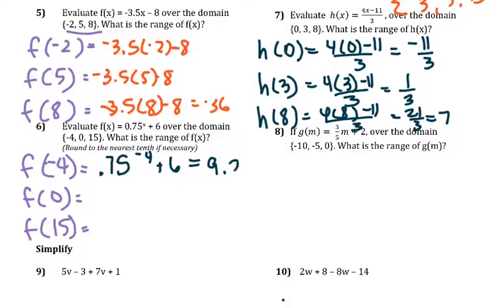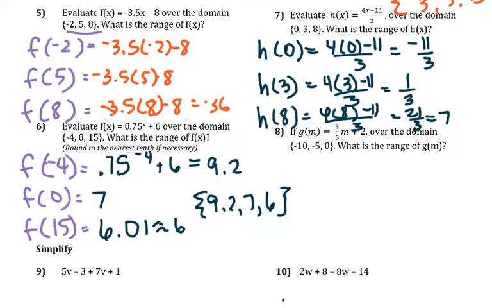I feel like it's easier if you remember that the -4 is your input and the 9.2 is your output. So you put in -4, you get out 9.2. That kind of helps organize your thinking, I think. F of 0, 0.75 to the 0 power is 1, and 1 plus 6 is 7. And F of 15, that's going to come out to be 6.01. And it says round to the nearest tenth if necessary, so we're going to say that that's approximately 6. And so my range is going to be 9.2, 7, and 6.